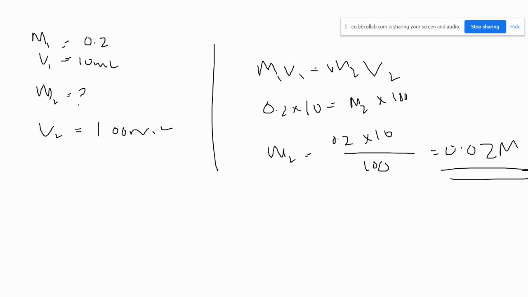So this is the molarity of the diluted solution. The molarity of our standard solution was 0.2 only. Now it is 0.02. All is dilution. In dilution, the molarity goes lower, the concentration, 0.02.